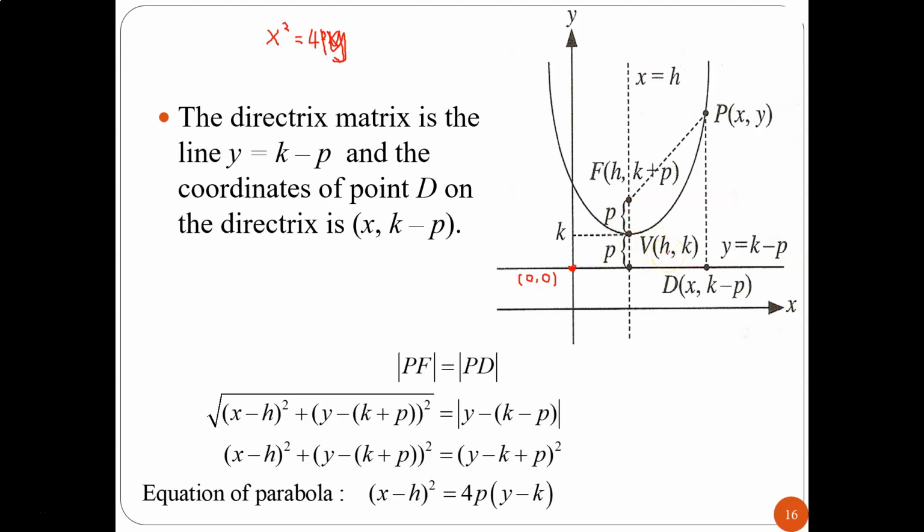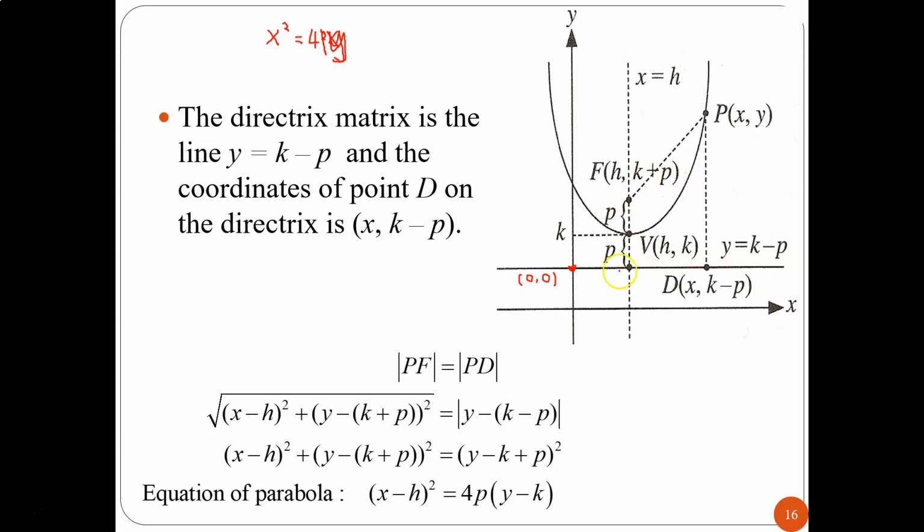Koordinat X dia masih H. Sebab dekat sini masih H. Ni garis lurus ni is X equal to H. Dia dekat sini H. Kan? Yang berubahnya adalah koordinat paksi Y. The Y coordinate, that is the one changing. K plus P. Why is it P? Because you have shifted this point from V to F sebanyak P units. So this P unit. That's why this K, originally K, dia tambah beberapa unit, which is this P unit.